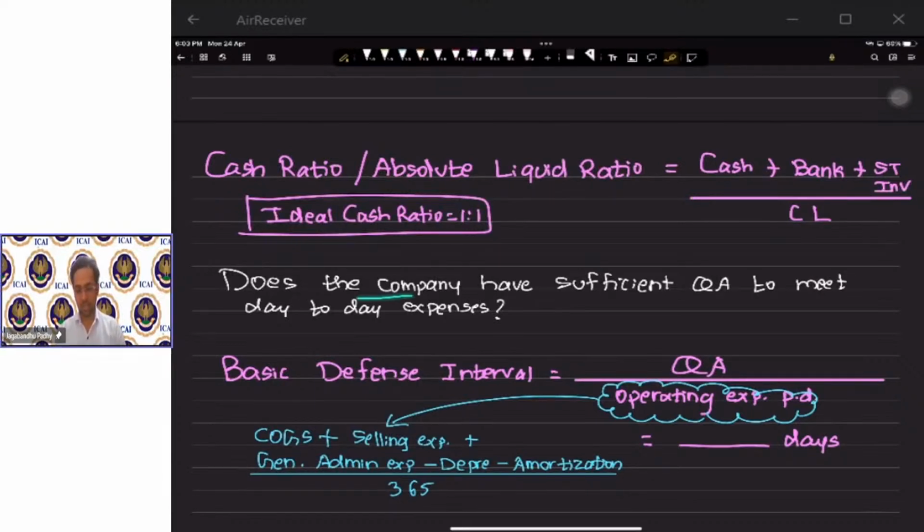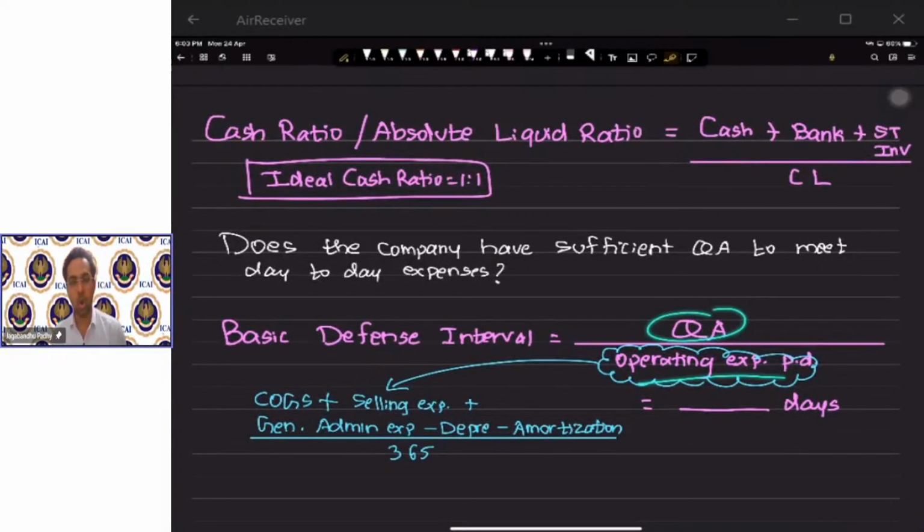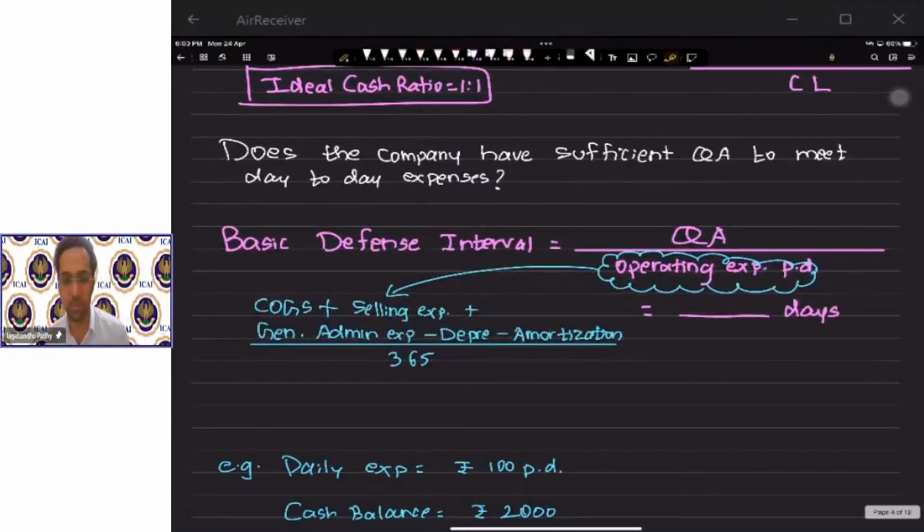Now, does the company have sufficient quick assets to meet day-to-day expenses? For that, we check the basic defense interval ratio, which is simply quick assets upon operating expenses per day. And we know that basic defense interval gives you the answer in number of days as to how many days you can survive with the available quick assets, right? So how many days' operating expenses you can meet with the help of quick assets.